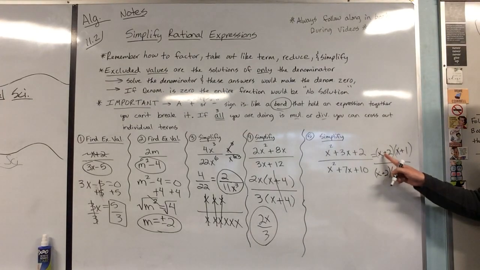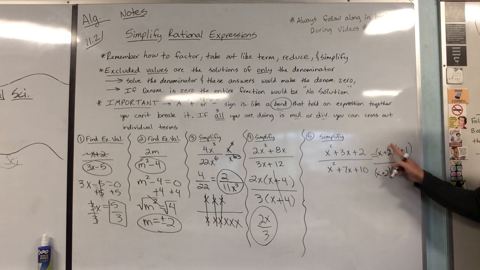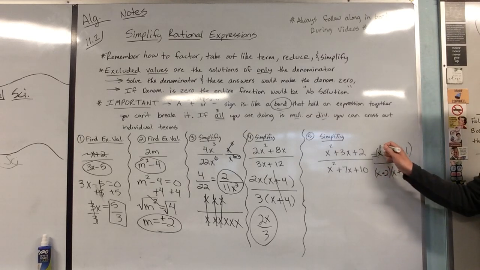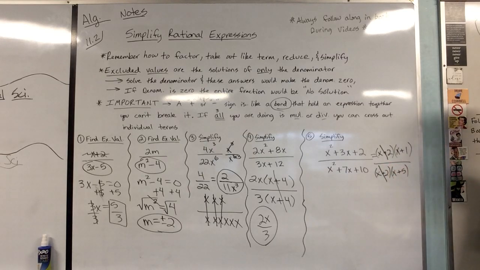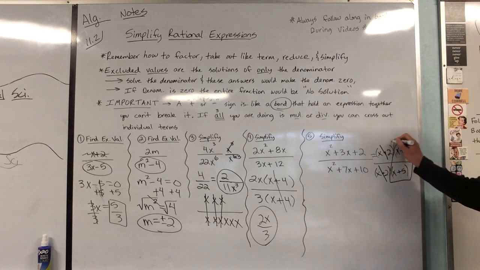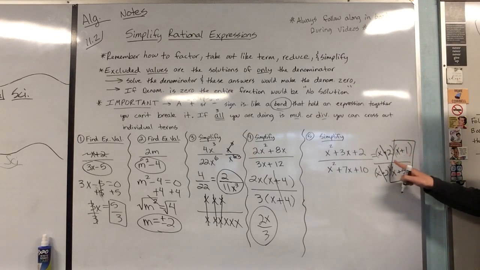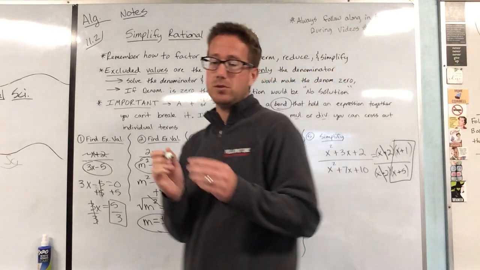Why did I do that? I just wanted you to see, again, x plus 2, and now here, x plus 2. You see how they're isolated within the parentheses, but these are identical expressions. So that x plus 2 could cross out with that x plus 2, leaving me this part right here, x plus 1 divided by x plus 5. That would be your solution.